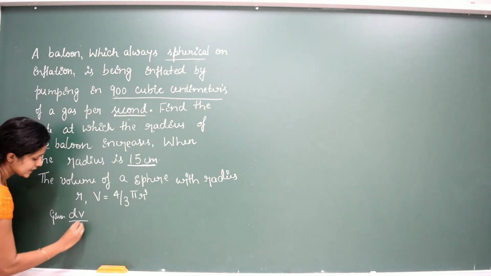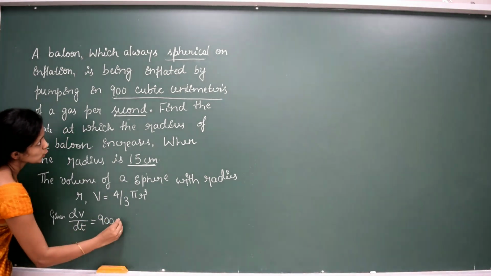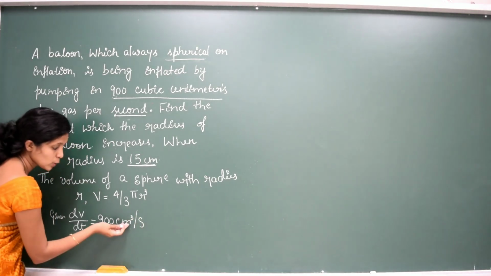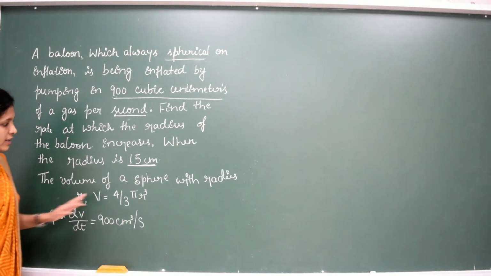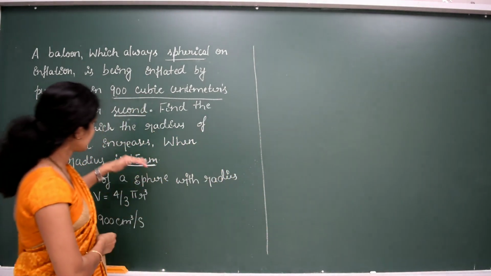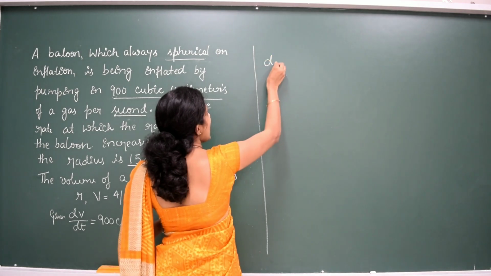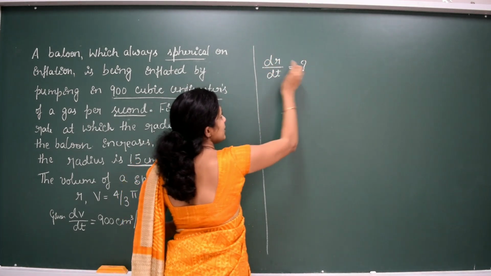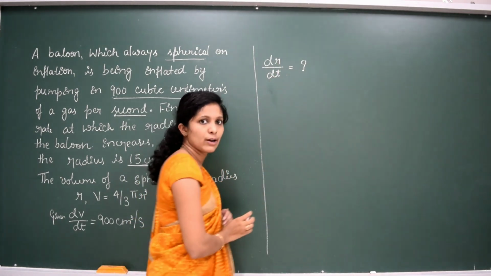dV by dt is equal to 900 cubic centimeter, that is centimeter cube per second. Cubic, so obviously it will be a volume per second. So now this is given. Now what you have to find? Rate of change of radius of a sphere with respect to time. So we need to find dr by dt, right? We have to find the value of dr by dt. Rate of change of the radius of a sphere with respect to time we have to find.